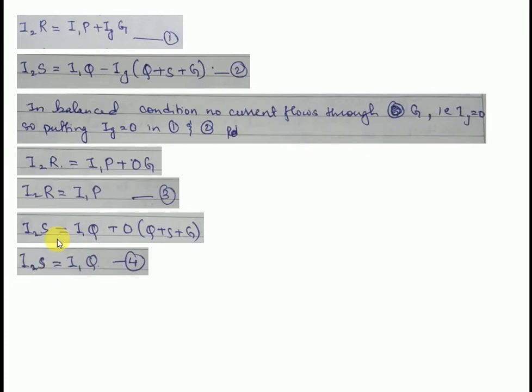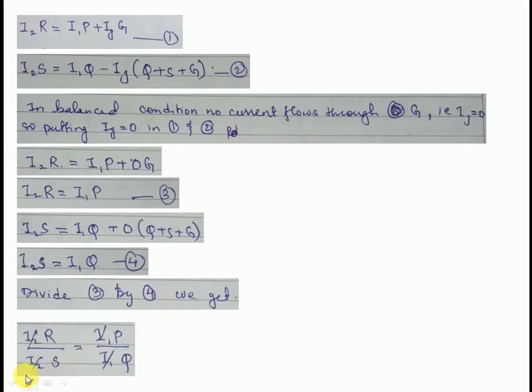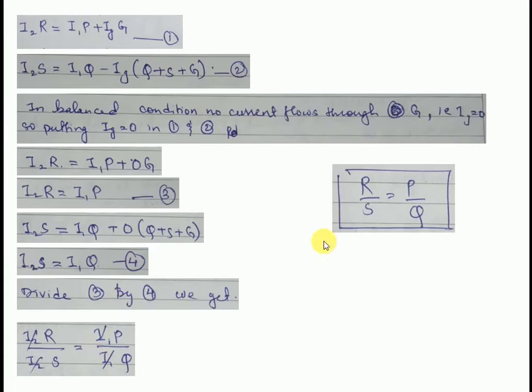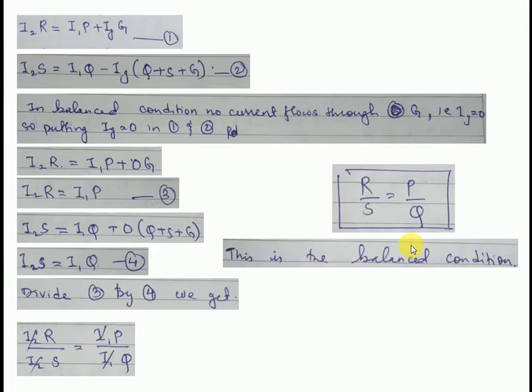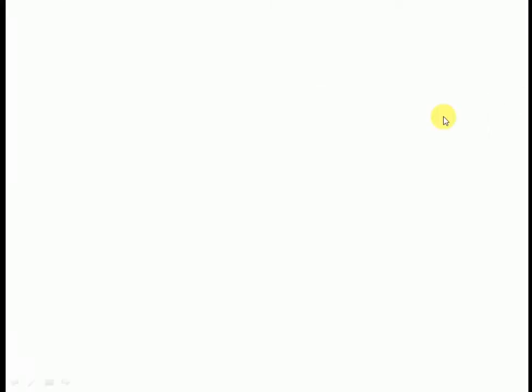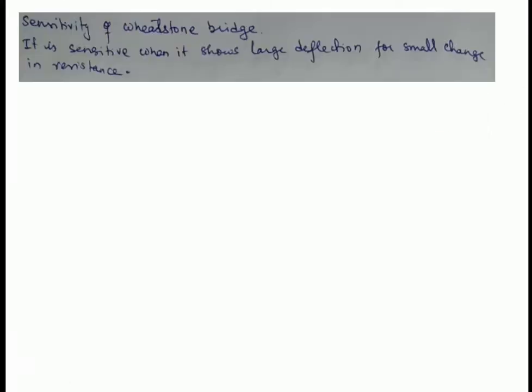So now I'll simplify this. Now I'll divide equation 3 by 4. When you divide this, I2 gets cancelled and I1 gets cancelled. So this is R by S is equal to P by Q, and this is the balanced condition for a Wheatstone bridge. Now let us see some facts about a Wheatstone bridge. A Wheatstone bridge is said to be sensitive when it shows the large deflection in galvanometer when one of the resistor is changed by small amount.